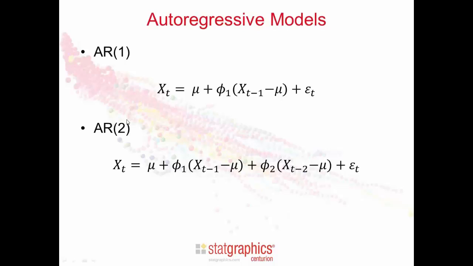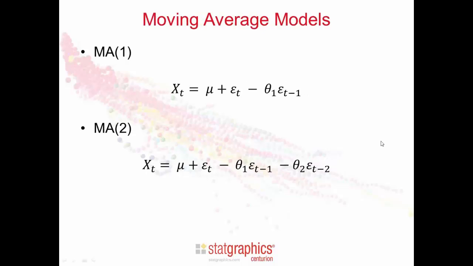In the case of the second order model, it's a little bit more complicated. The data at time t are equal to a mean plus multiples of how far you deviated from the mean in the previous 2 time periods plus a random shock.